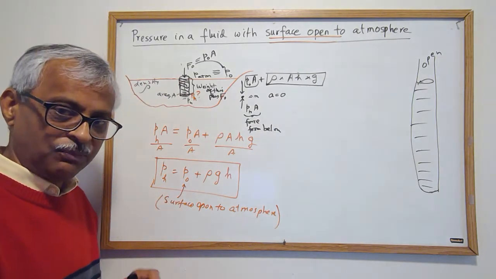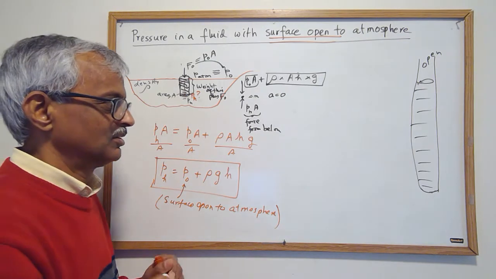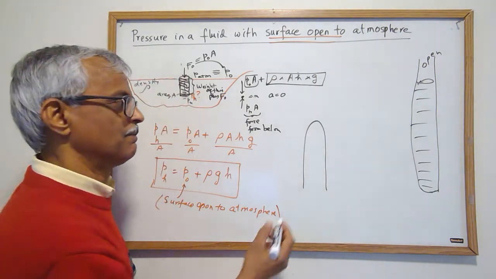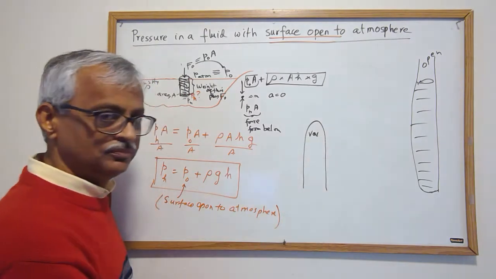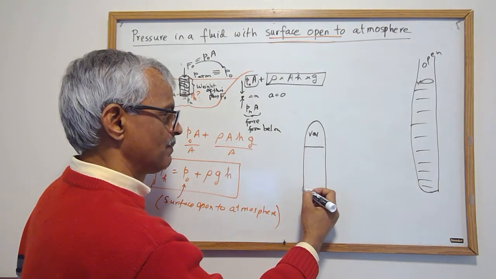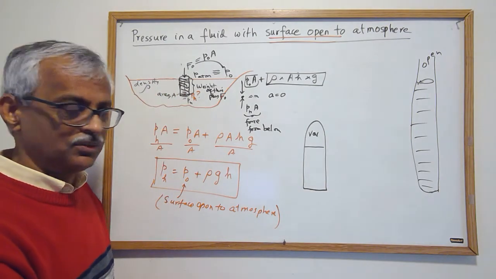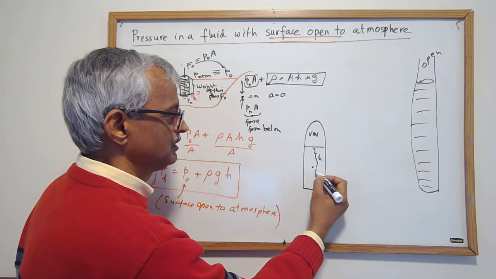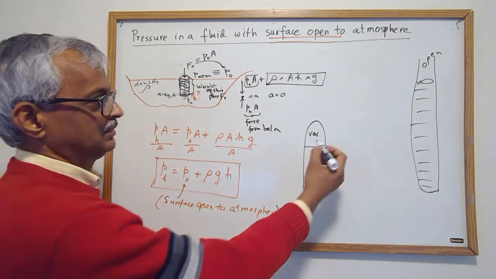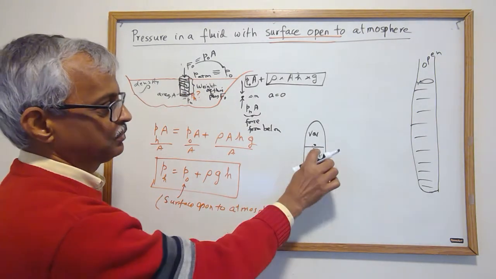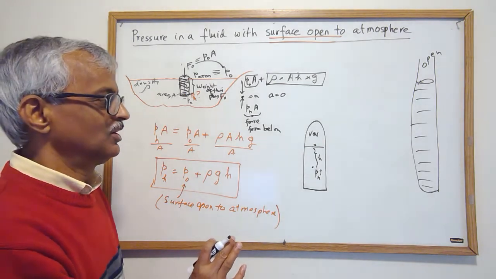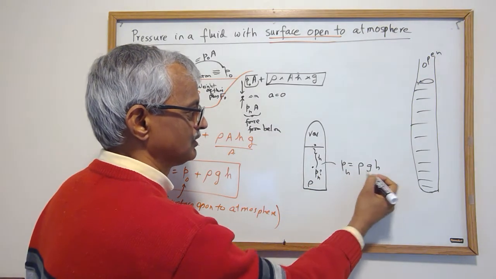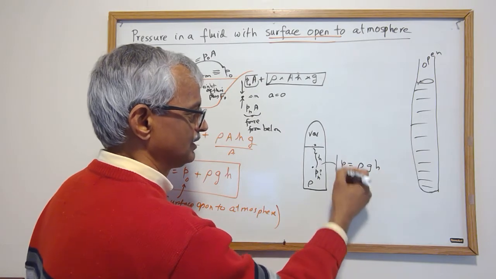You can actually ask what will happen if it was not open to the atmosphere. Say I have something which is vacuum, and everything is closed, and I want the pressure at height h. What will P_h be here? Well, P0 at this point would correspond to the vacuum, so there's no pressure there. So in this case, P_h will simply be rho g h.